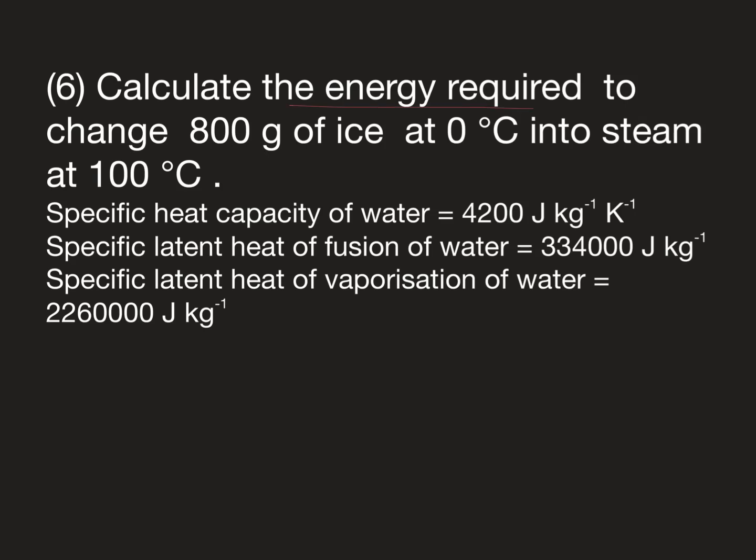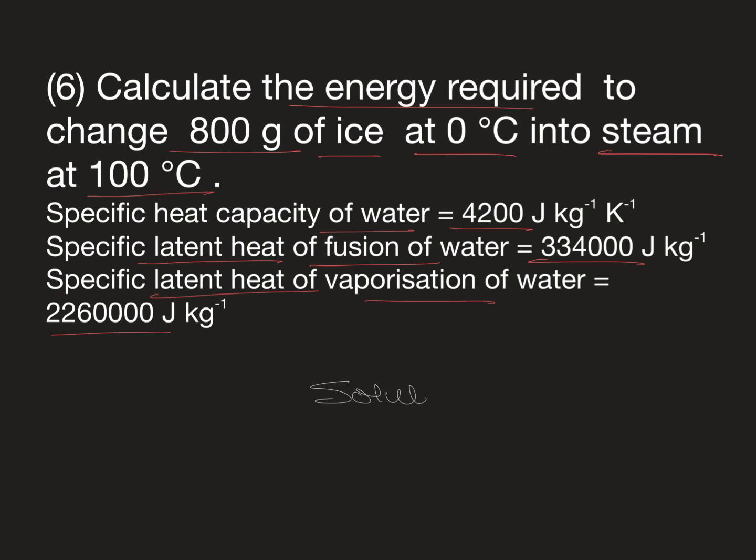Calculate the energy required to change 800 grams of ice at 0 degrees Celsius into steam at 100 degrees Celsius. Specific heat capacity of water is 4,200 joules per kilogram per Kelvin. Specific latent heat of fusion of water is 334,000 joules per kilogram. Specific latent heat of vaporization of water is 2,260,000 joules per kilogram.